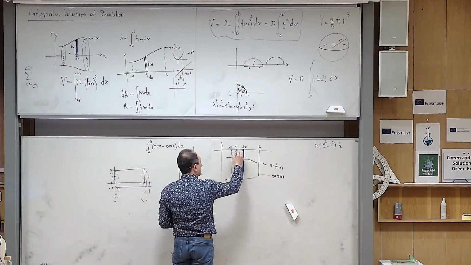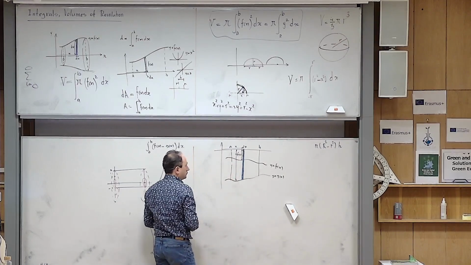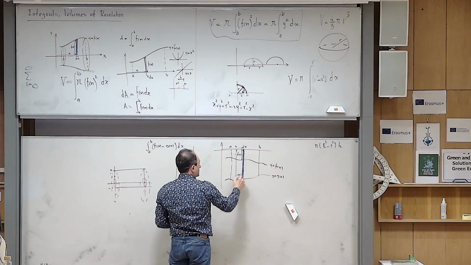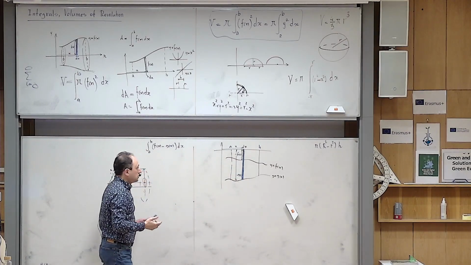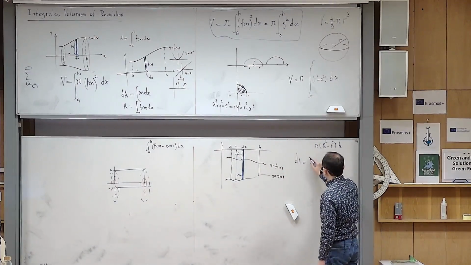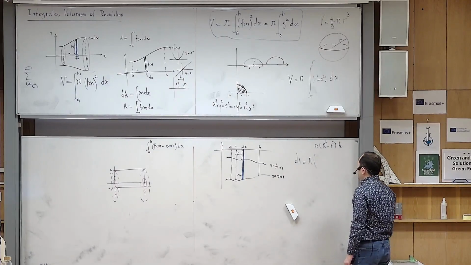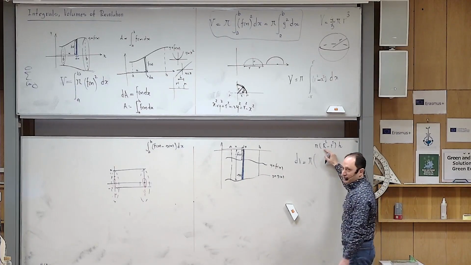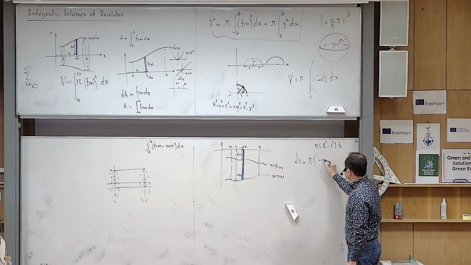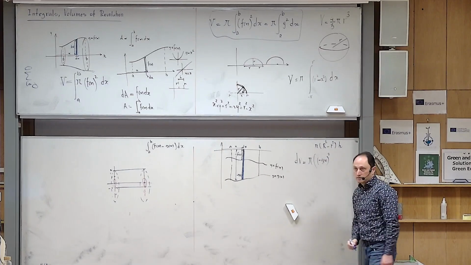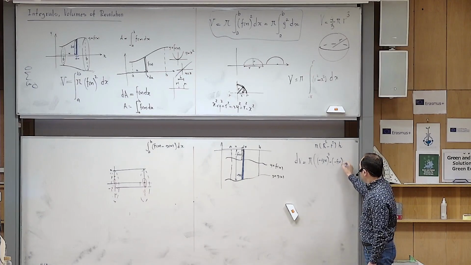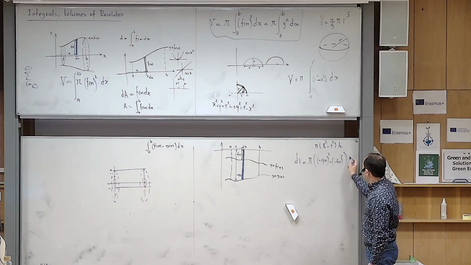And what is this length? So minus f of x. The length is minus g of x. That's the only thing. But let us see what happens now. So the dv I am looking for is what? Is pi. And then what is the radius now? You see, the big radius is what? Minus g of x. So it becomes minus g of x squared. And then minus little r is minus f of x squared. And then I have h, which is dx.